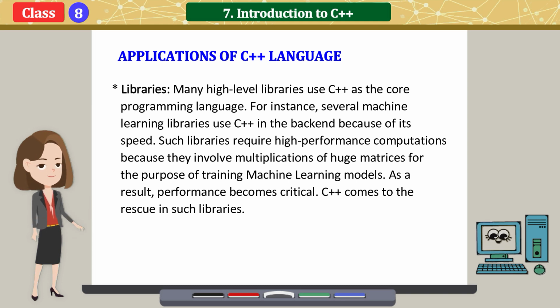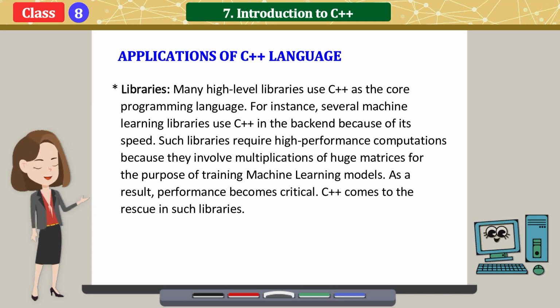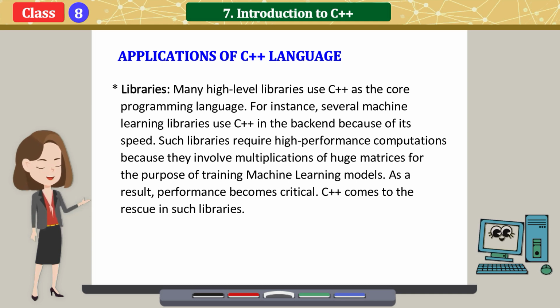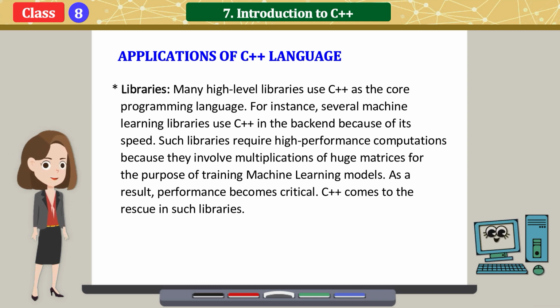Libraries. Many high-level libraries use C++ as a core programming language. For instance, several machine learning libraries use C++ in the backend because of its speed. Such libraries require high-performance computations because they involve multiplications of huge matrices for the purpose of training machine learning models. As a result, performance becomes critical. C++ comes to the rescue in such libraries.